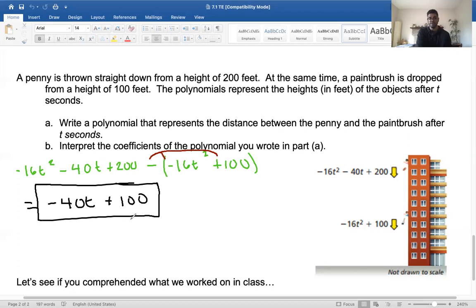So now what do these represent? Well, this 100 here represents the initial difference between the heights, which makes sense because one drops at 100 feet, the other drops at 200 feet. So this difference here is just 100 feet. So that's where that 100 comes from. And that 40 represents the rate of change. So that's what this problem is looking at. We're just looking at the difference between those two things.